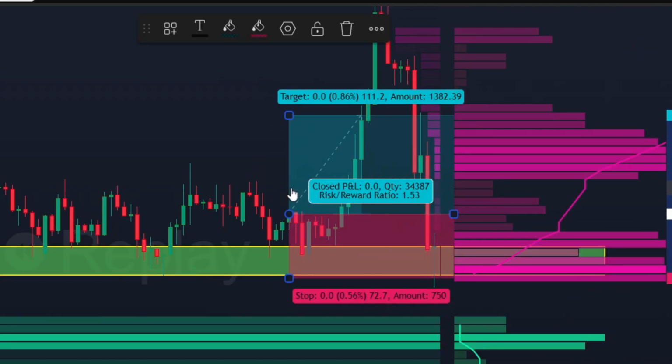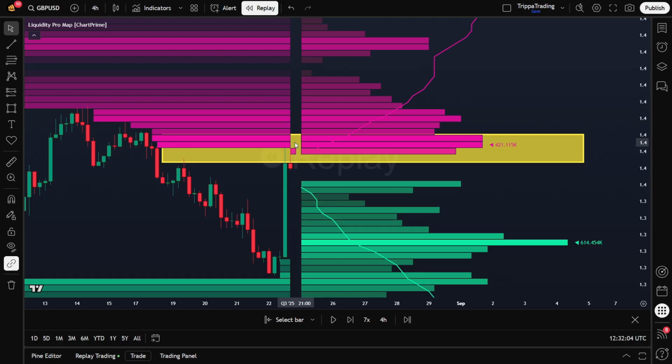In this example, price tapped the level with a wick, then we got strong green candles. And after some time, as we can see, ran straight into profit. For a sell setup, the process is the same but flipped.